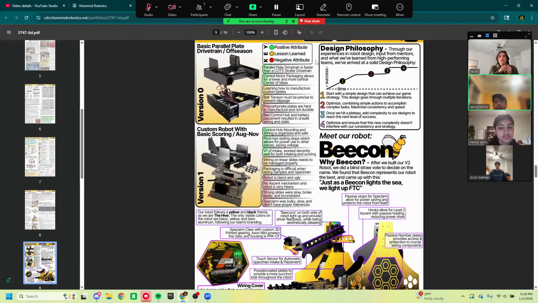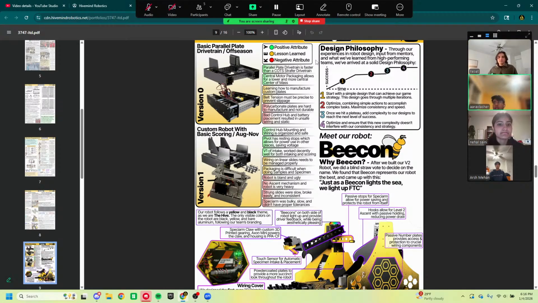Okay. There are positive attributes, lessons learned, and negative attributes. Especially last year, lessons learned is a really big thing. And talking about our previous versions, they both had positive things and negative things, right? You don't have a version that was all bad. So you want to talk about the stuff that you learned from building that robot and from that iteration.